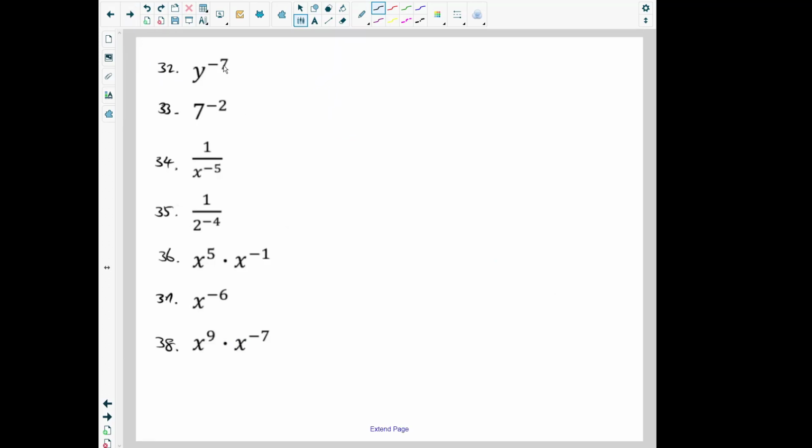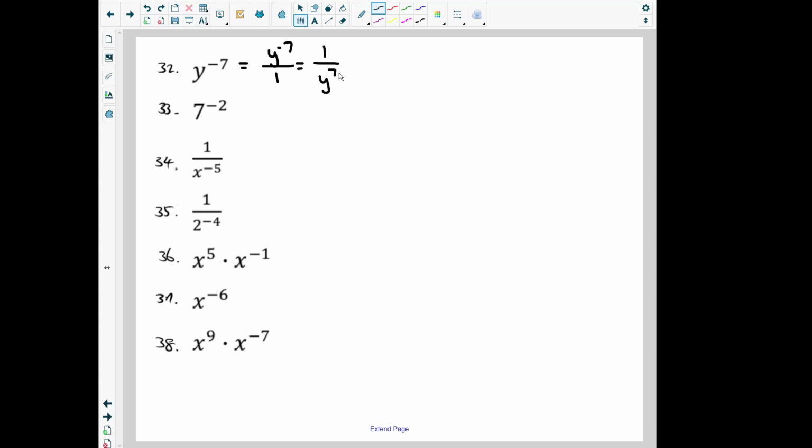Anything to the negative power means move it to the bottom if it's at the top, or if it's at the bottom already, move it to the top, right? Move it to the opposite side of a fraction. So the first thing I need to do is write this over 1 so that it becomes a fraction. And then I say, oh, the negative 7 moves that to the denominator, but there's always a 1 in the numerator. You can't have a blank numerator here.